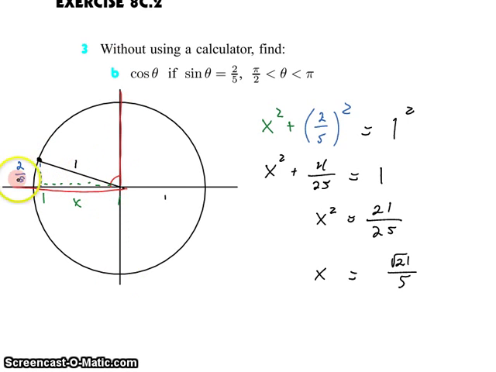And if we look at our Cartesian plane, we have our positive y, positive x, and negative x. This is the negative horizontal side of the Cartesian plane. So this value, this green line, is actually negative square root of 21 on 5, because we're going backwards.